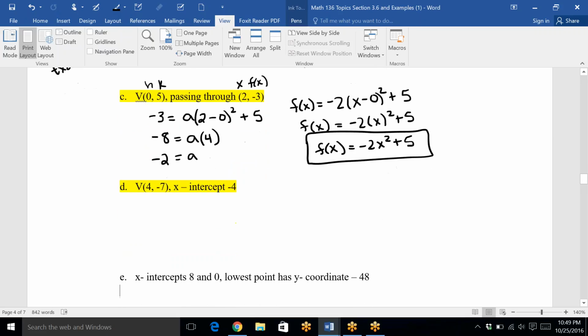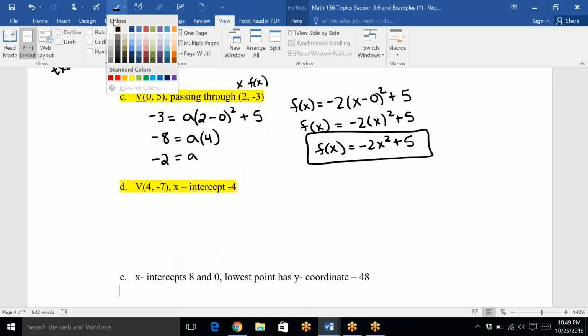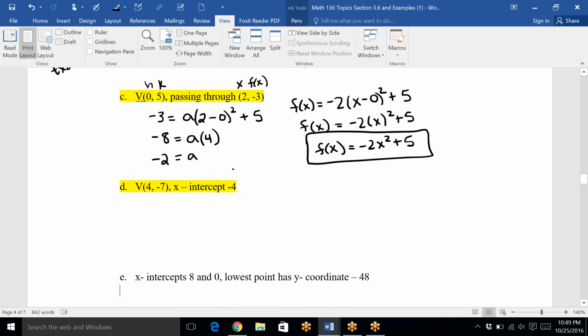For part D, we have the same kind of setup, except this time they give us an x-intercept as a point. So I'm going to write that as an ordered pair. So here's my h and my k, and this would be my x and my f of x. So we plug that into the vertex formula. So this would be 0 equals, we don't know a yet, and then we have x is -4 minus the h, which is also 4, squared plus the -7.